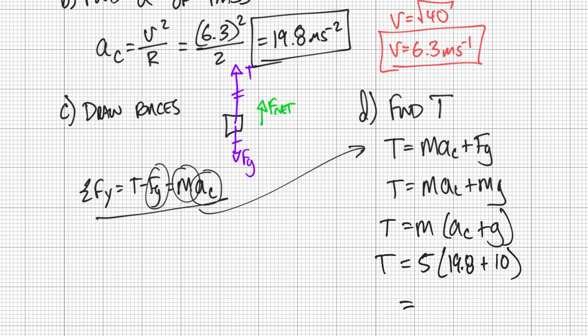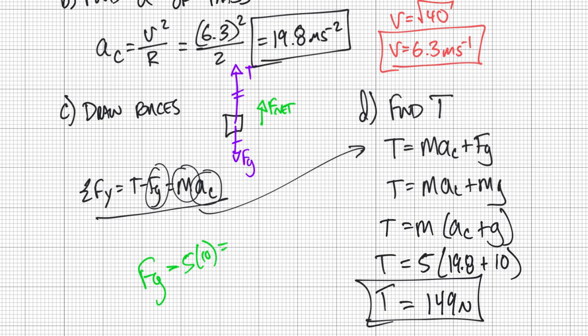So 29.8 times 5 is going to give me 149 newtons. 149 newtons, and that makes sense because remember the force of gravity is going to be 5 times 10, which is 50. And so my tension force has to be bigger than 50 because we need, again, a net force up. And really my net force then would be about 100, which makes sense because F net is simply mass times acceleration. Mass is 5, centripetal acceleration is 20, and 20 times 5 is 100. So all those numbers make sense.